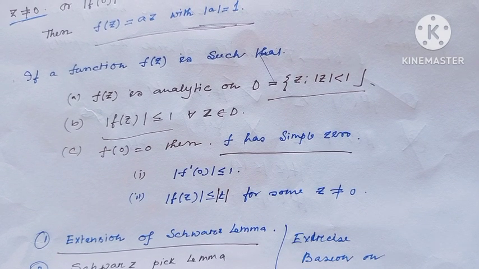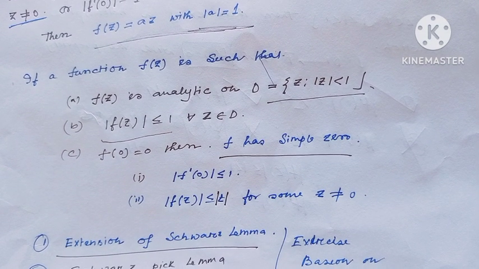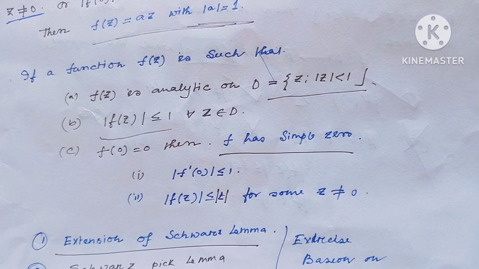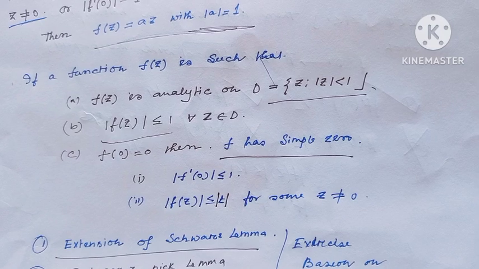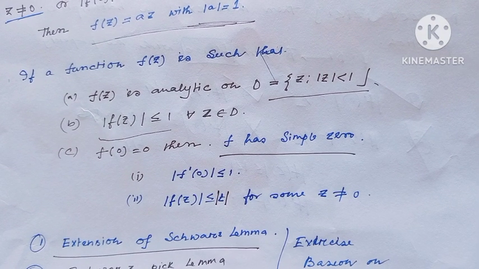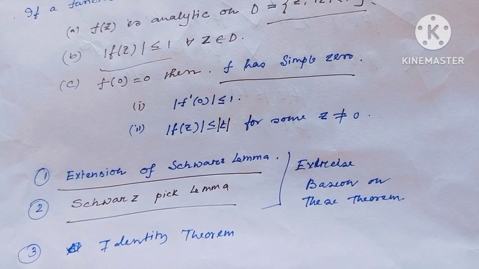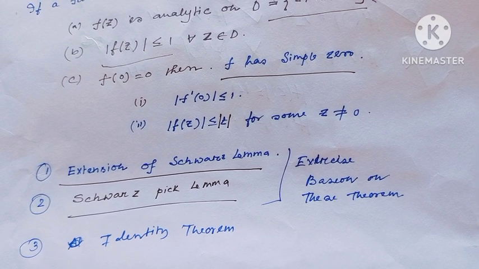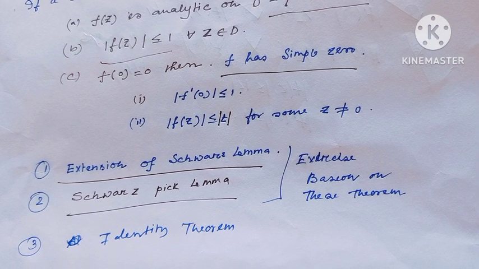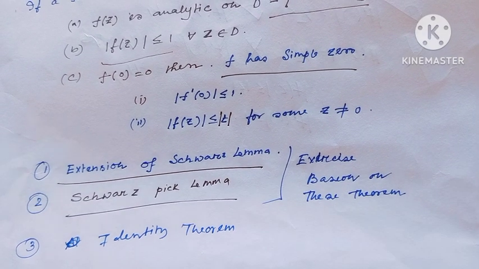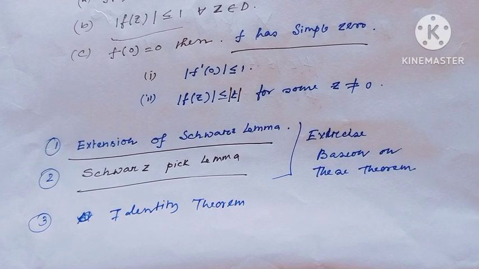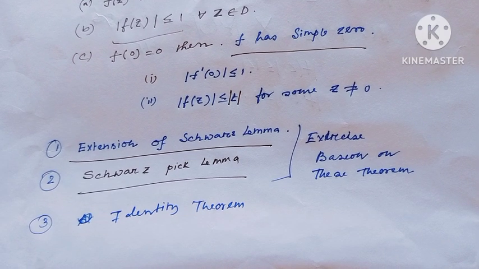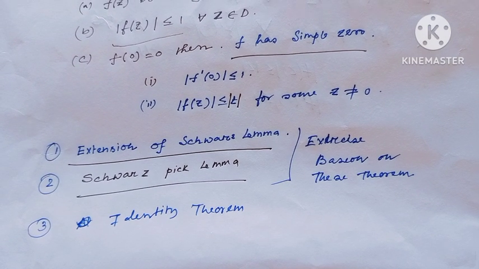So at first I highly recommend you see my previous video with attention, then you will understand today's video in a better way. Today's goal of this lecture is to see the extension of Schwarz Lemma and Schwarz Lemma, and then some exercises based on this theorem. At first I will see one example based on the identity theorem. Then I will see what is the extension of Schwarz Lemma.